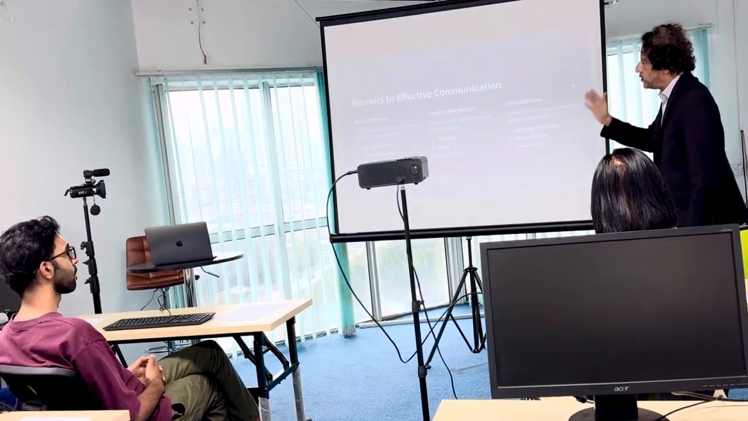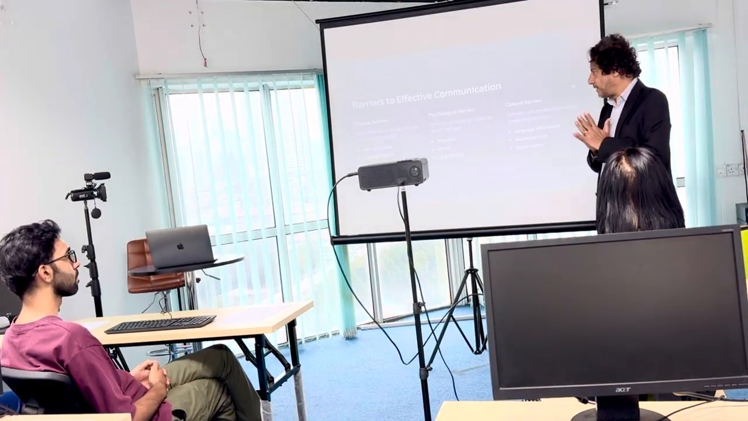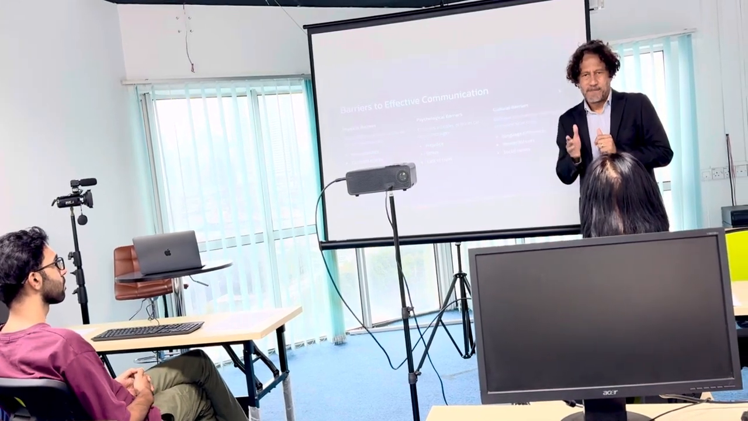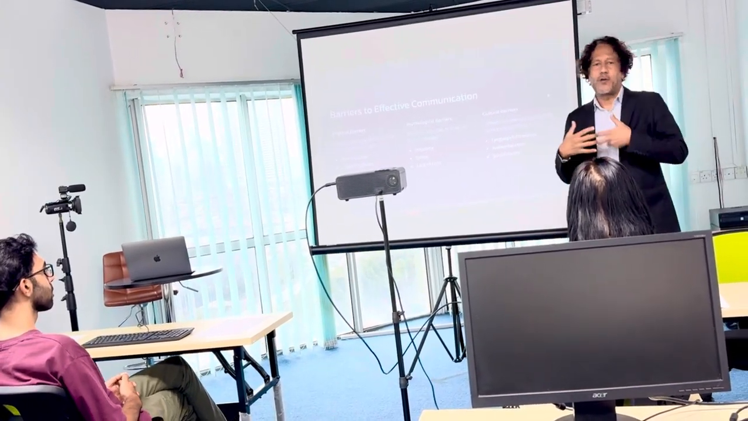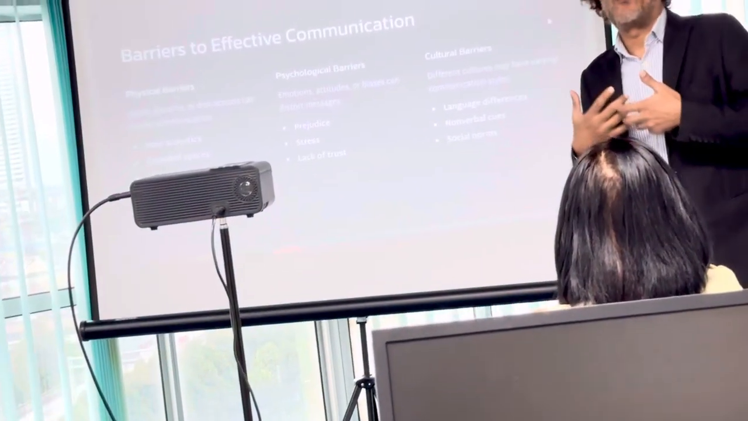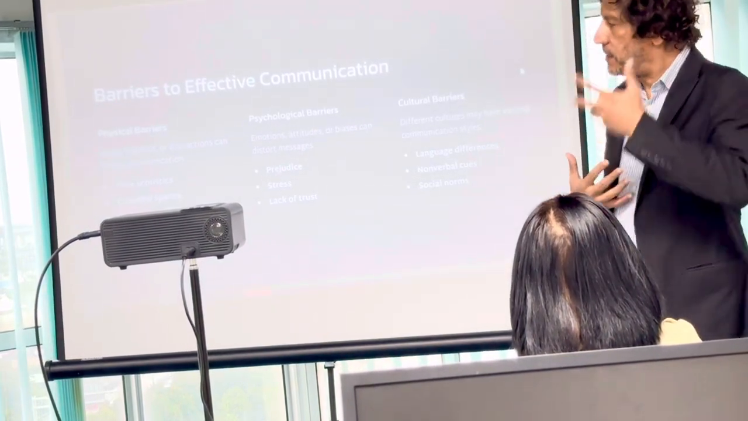Psychological barriers. Emotion, attitude, or bias can distort our message. For example, prejudice, stress, or lack of trust. These are the factors, even including anger or emotions that you have. You may get upset with your colleague and thus you cannot speak to them in a proper manner. So that's why effective communication is necessary.